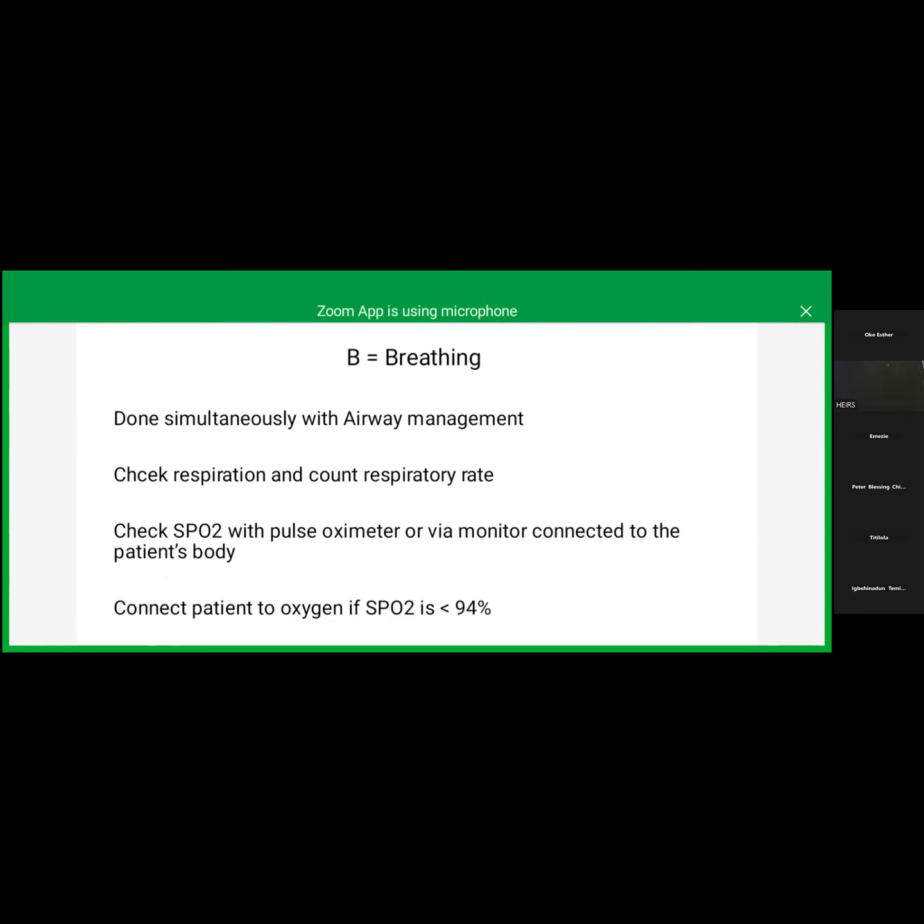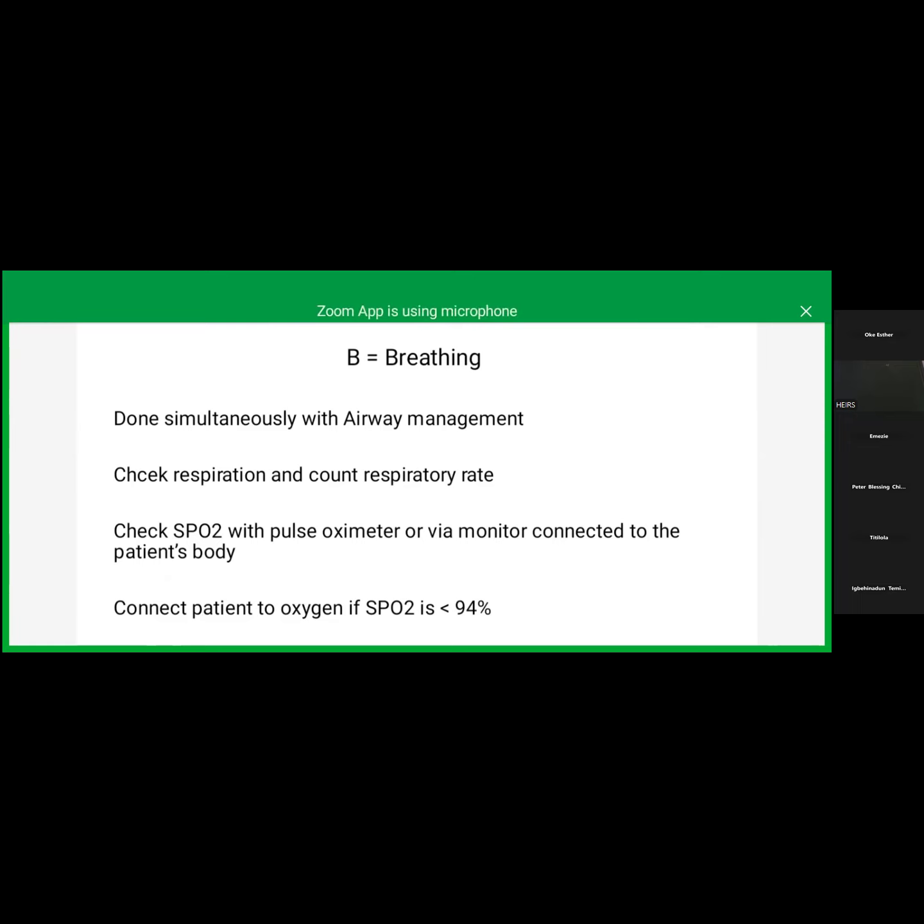But if the person cannot speak, the person is unconscious, the person is having noisy breathing, the person is in severe respiratory distress, the person's chest wall is not adequately moving when breathing. We say all these things are signs of airway compromise, that the airway is not patent. And we said that if we have established that the airway is not patent, what do we need to do?